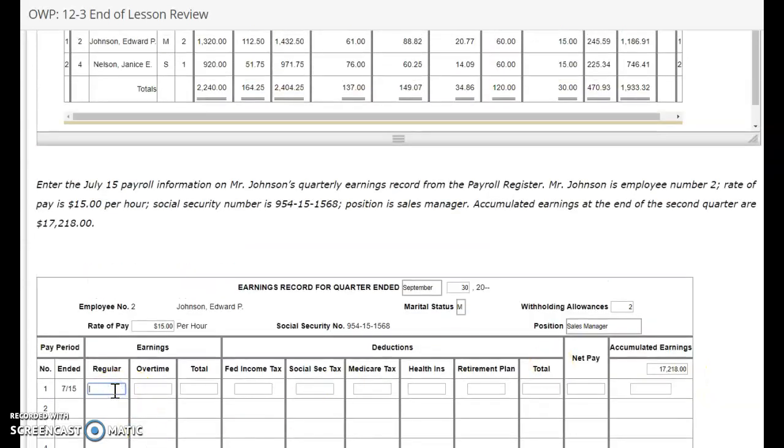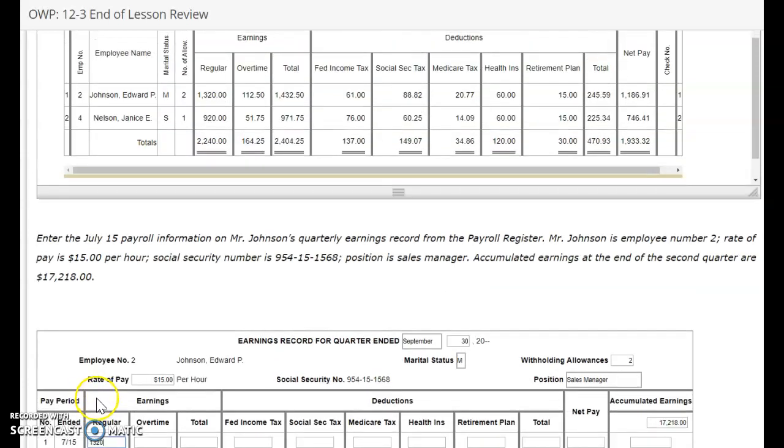So regular earnings are 1320. I'm going to move it up just so we can see that a little bit better. Overtime is 112.50. Total 1432.50. Federal income tax 61. Social Security 88.82. Medicare, health insurance, and retirement. And then I'm going to have my total and my net pay. So again, just transferring the numbers down because now it's just the earnings record for this specific individual.